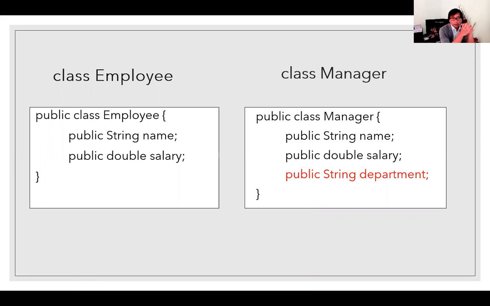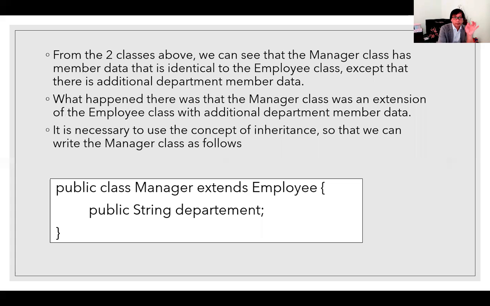So it will not be necessary for the manager class to define the name attribute and the salary attribute anymore. After we create the inheritance of the classes, the manager class will have only one attribute by itself.